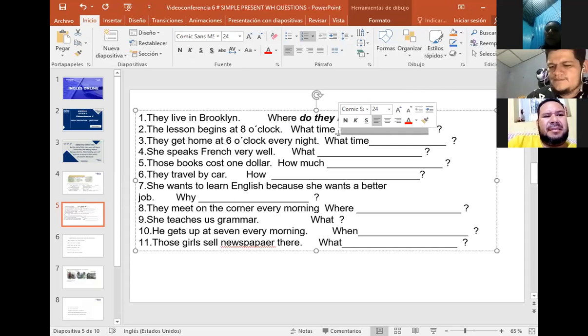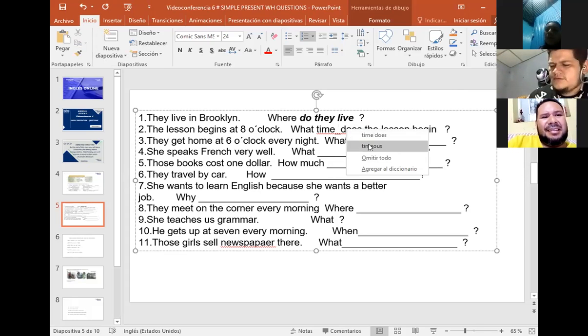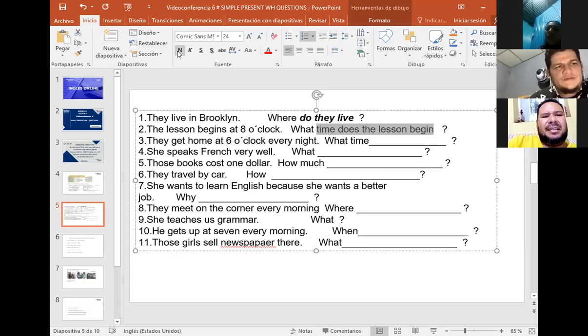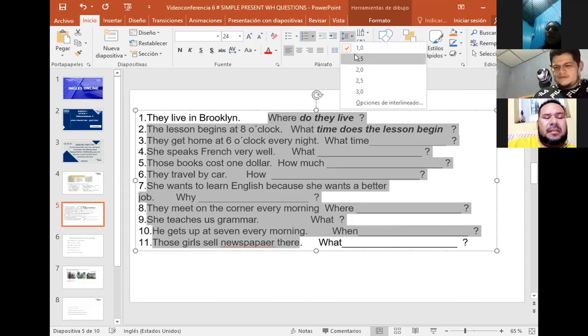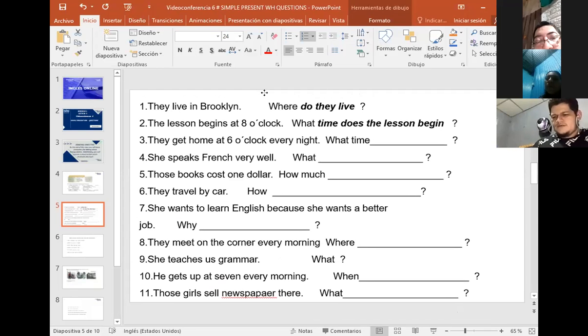And also the next statement is the last one begins at 8 o'clock. La clase comienza a las 8. ¿Cómo sería la pregunta? What time does the lesson begin? See, like this. So that will be the answer here. Look at the example. What time does the lesson begin? Y la respuesta pues dice que es at 8 o'clock.